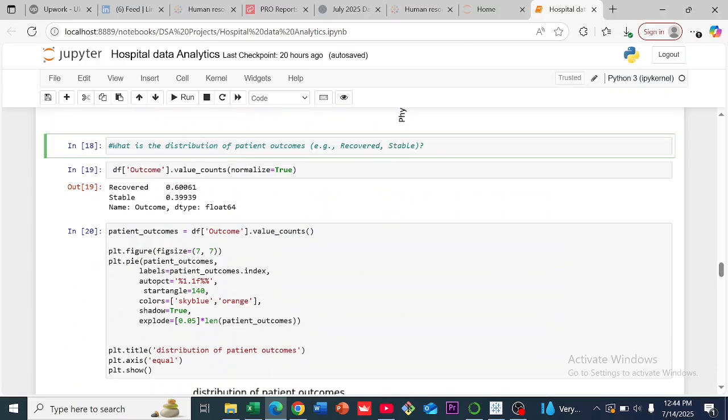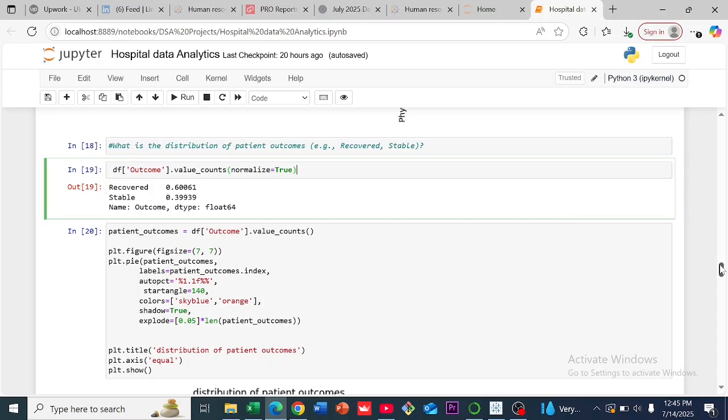Now the next question we'll be answering is, what is the distribution of patient outcome, either recovered or stable? So calling on the dot value_counts on our outcome column and specifying normalize as true. Remember that specifying normalize as true will give you the percentages of the values. You can see that for recovered we have 60%, while for stable we have 39%.